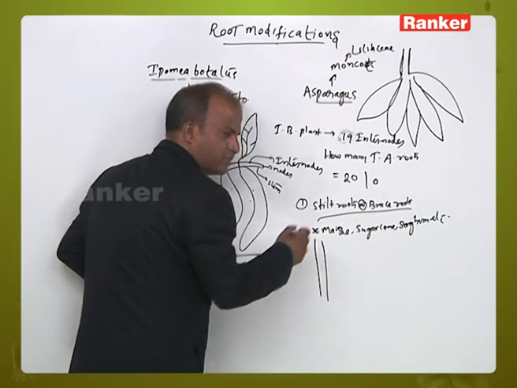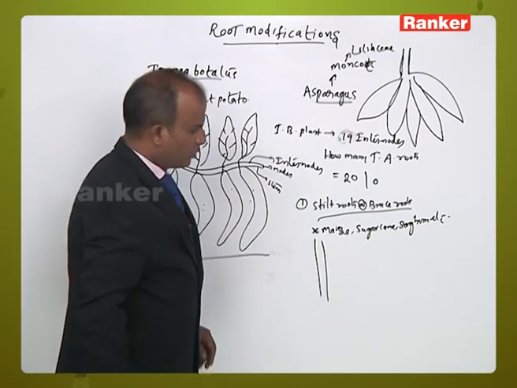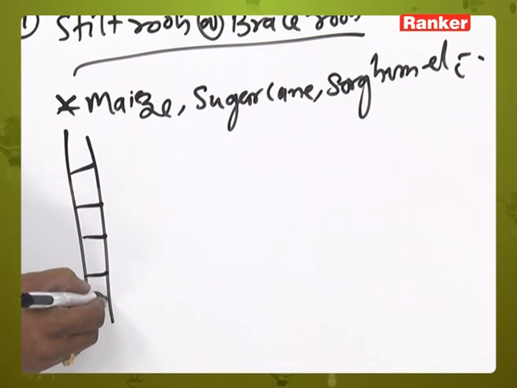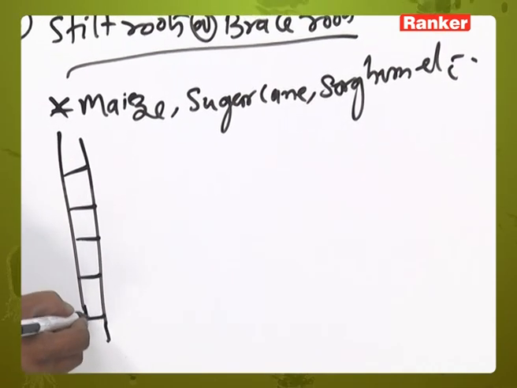Can you call that one maize? Can you call that one sorghum? These are nothing but the nodes and internodes.